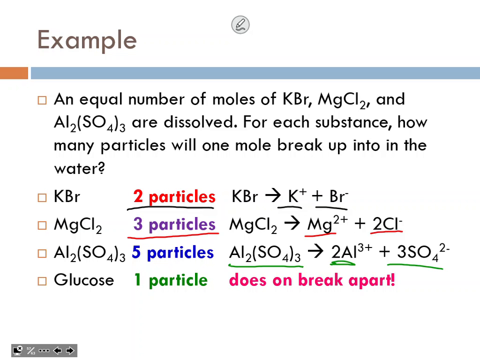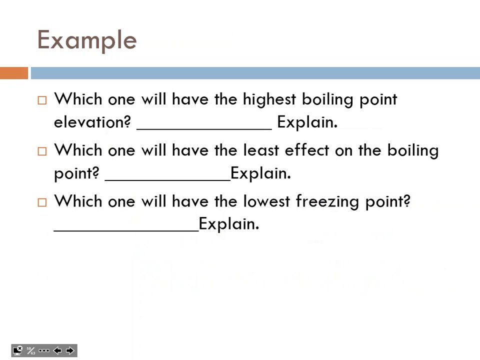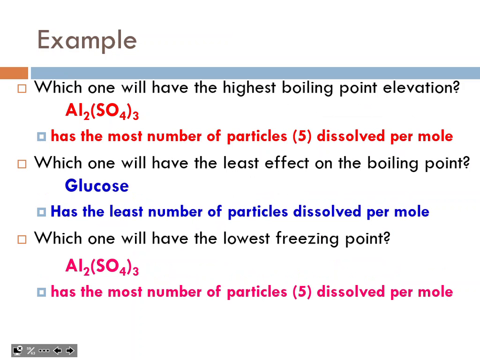So out of these different ones, the one that's going to have the greatest effect, if equal amounts are put in there, is the aluminum sulfate. Why? Because it produces the most solute particles in solution when it breaks apart. Okay? So it's important to note that the number of particles causes the boiling point to increase, or the vapor pressure to lower, or the freezing point to depress. Okay? So if I would say which one has the highest boiling point elevation, it would be the aluminum sulfate.